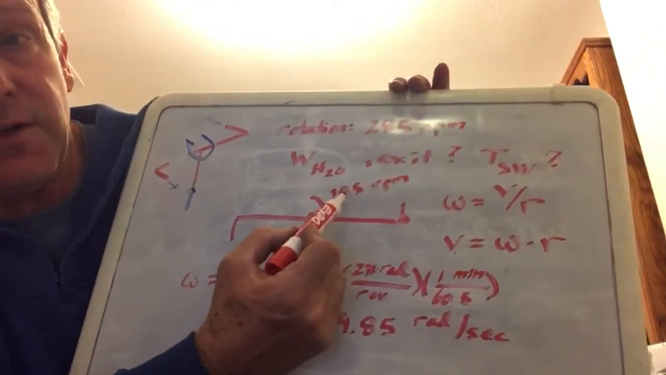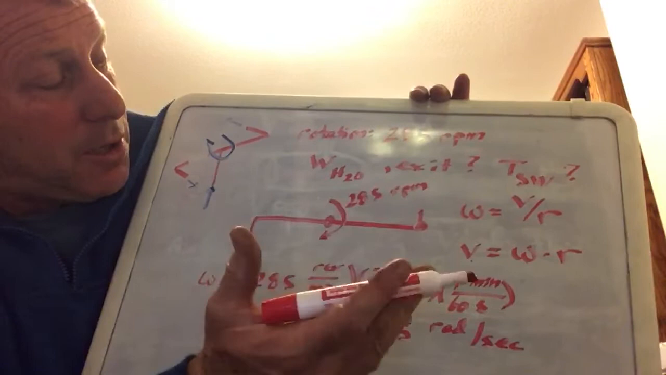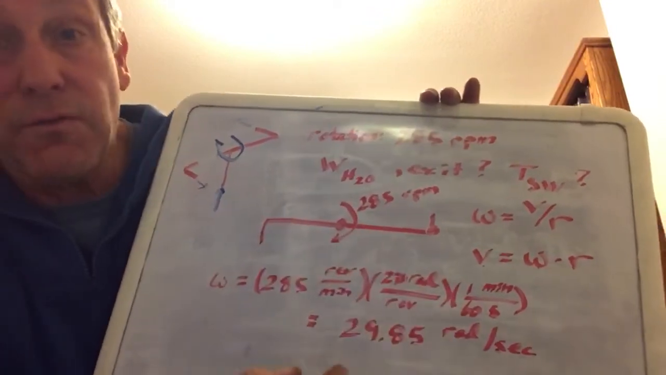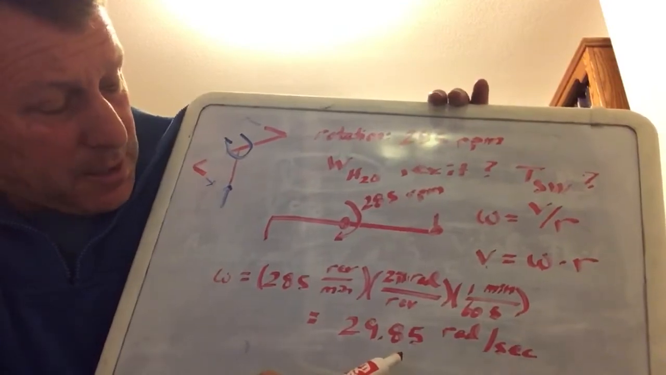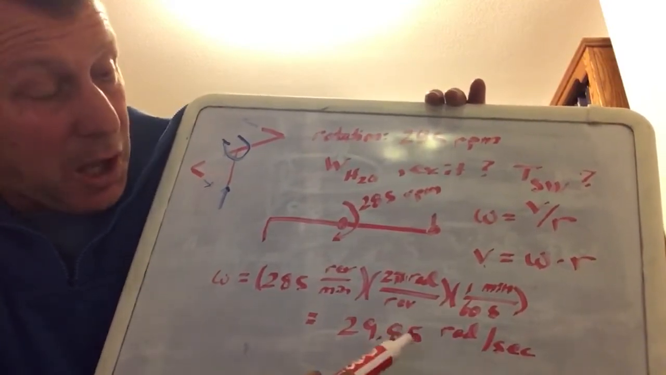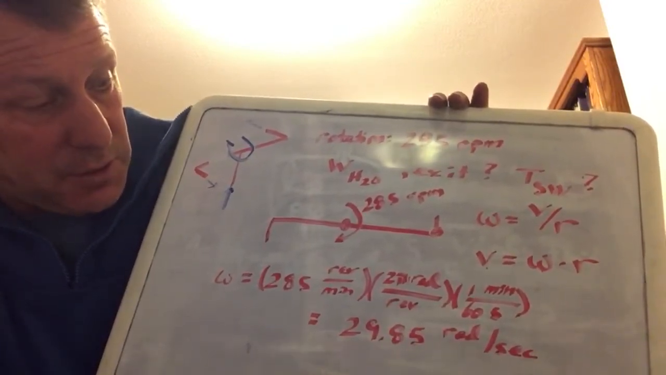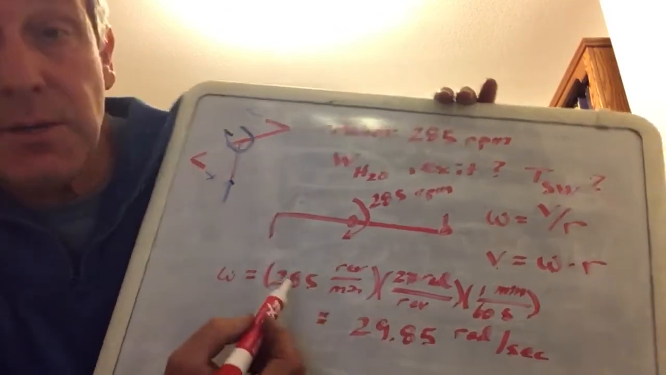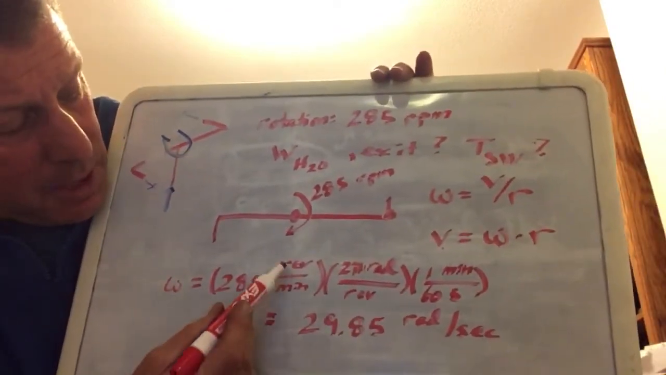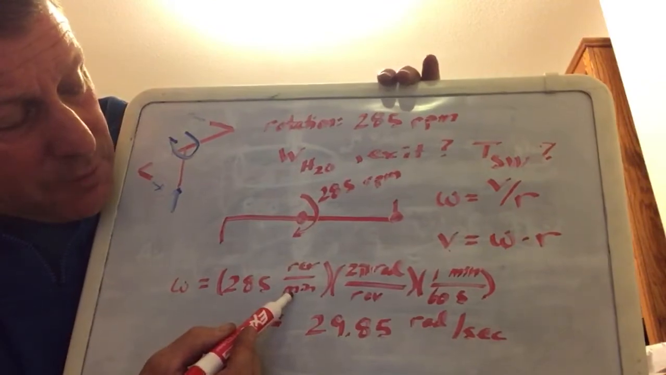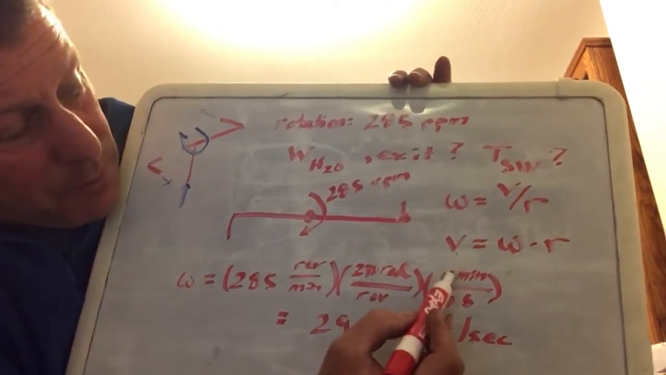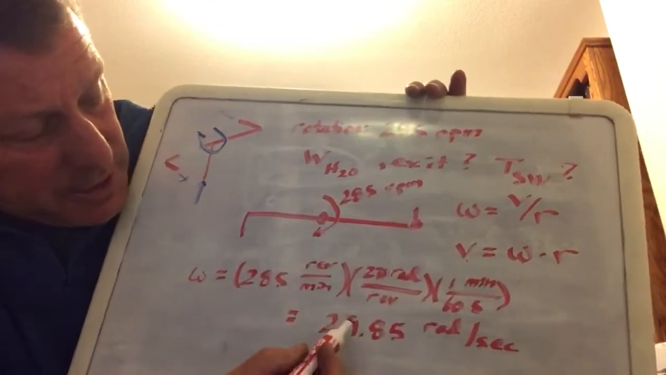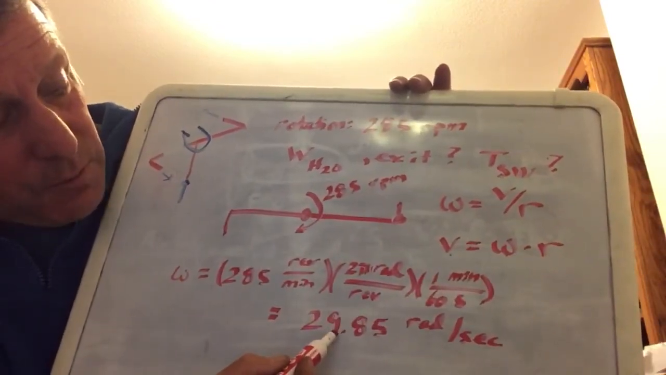It's 285 revolutions per minute. So divided by 60, I'm getting over 4 revolutions per second. A revolution is 2 pi radians, so that's a lot of radians. Anyway, here's the math. I got revolutions per minute, and I want to make it into radians. So there are 2 pi radians per revolution, and then I want to do it per second, so 1 minute per 60 seconds. So I get almost 30 radians per second.